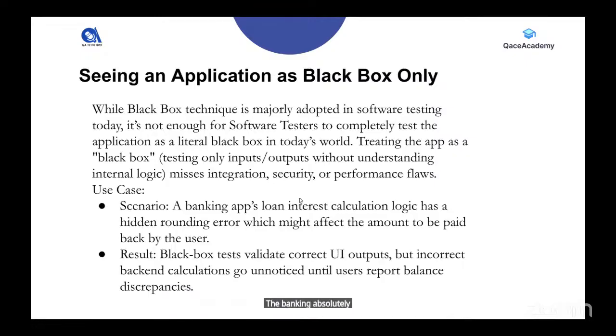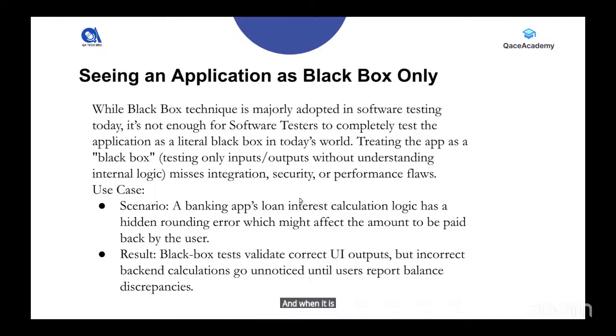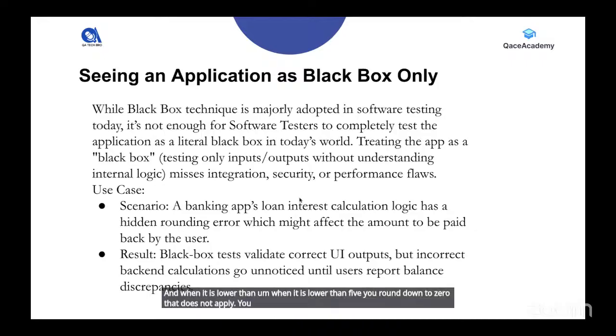However, it's important for us to understand things like, for example, a banking interest calculation logic. From my experience, when it deals with loan interest calculation, one of the approaches people take, from mathematics, is round up and round down, where if it is more than 5 you round up, and when it is lower than 5 you round down. That does not apply here. You bring the value as it is.